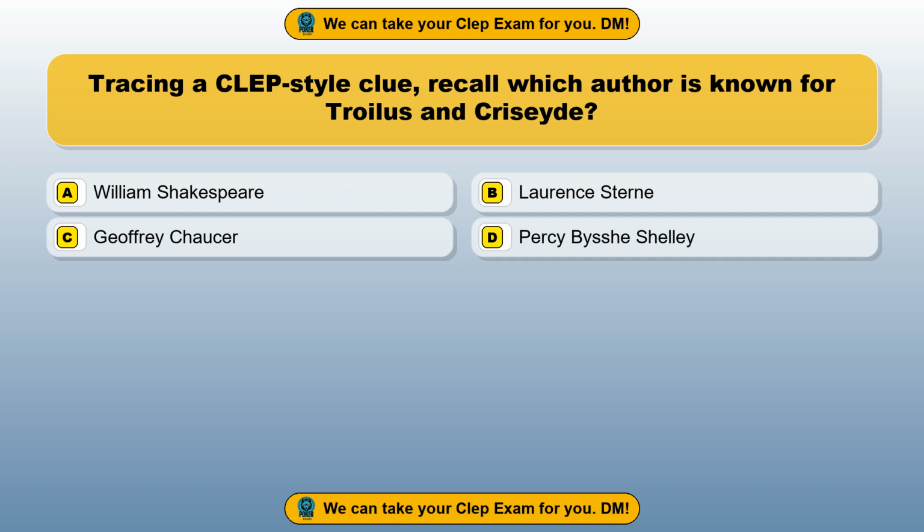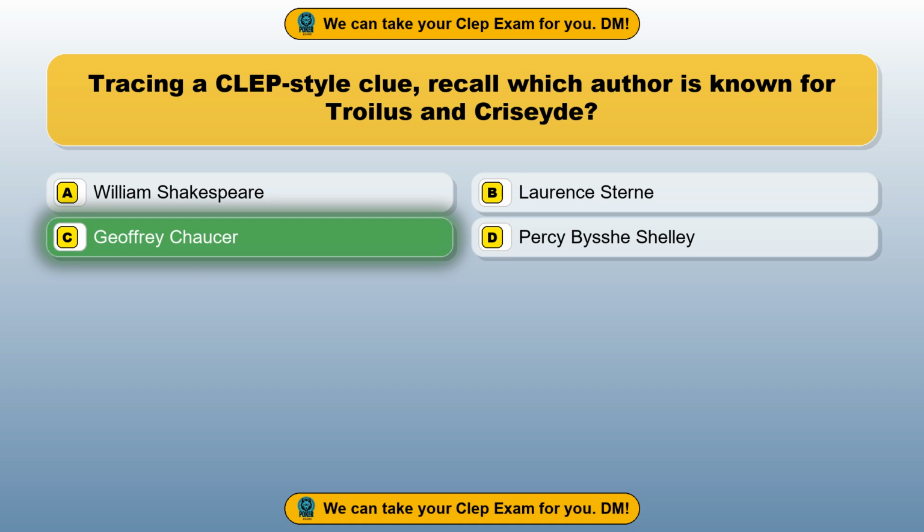Question 86. Tracing a CLEP-style clue, recall which author is known for Troilus and Cressida. Option A, William Shakespeare. Option B, Lawrence Sterne. Option C, Geoffrey Chaucer. Option D, Percy Bysshe Shelley. The correct answer is option C, Geoffrey Chaucer.